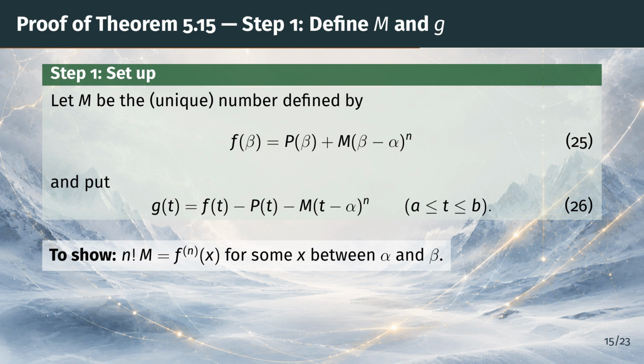Equation 26 introduces the auxiliary function g. From f, we subtract the polynomial p and the correction term M times t minus alpha to the n. Note that g inherits the regularity of f. Subtracting a polynomial changes nothing about differentiability. Now let's see what the goal looks like in terms of g.